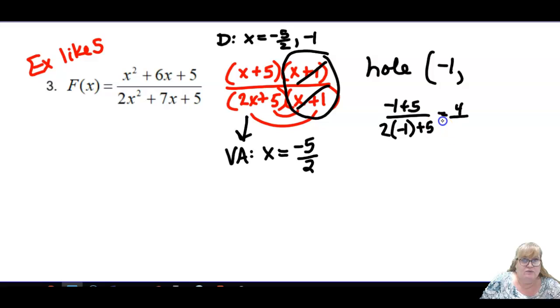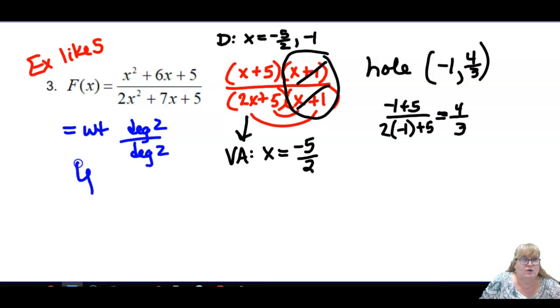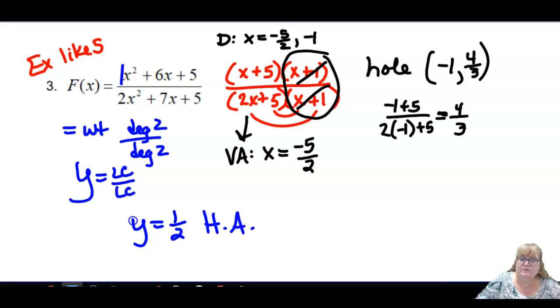And I get 4 over -2 plus 5, which is 3. So the hole is at -1, 4/3. And the vertical asymptote is here. The only other thing I have to do according to this worksheet is find the end behavior. And it is equal weight. I can look at this one or this one. Here it was degree 2 over degree 2. So it is y equals leading coefficient over leading coefficient, which is a 1 and a 2. So y equals 1/2 is the horizontal asymptote. Okay? So you're going to do one like that on number 5.